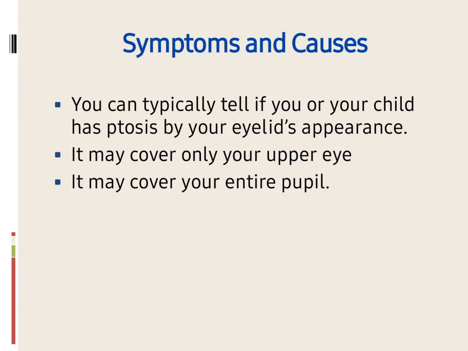So some of the symptoms that can be manifested when someone has ptosis is eyelid appearance. So number one, you would observe from the eyelid appearance. It may cover only the upper eyelid, or it may cover the entire pupil. Other symptoms that a patient can have are things like maybe excessive rubbing of eyes, increased tearing, decreased or impaired vision. Sometimes they will experience tiredness and achiness around their eyes. Children may tip their heads back to see.